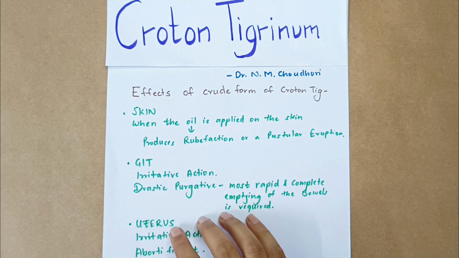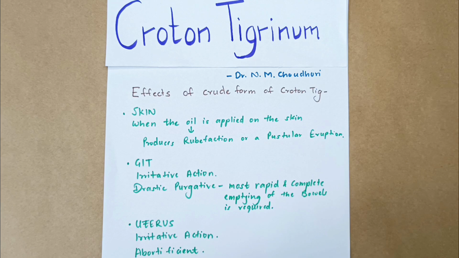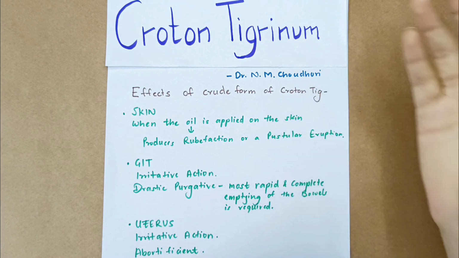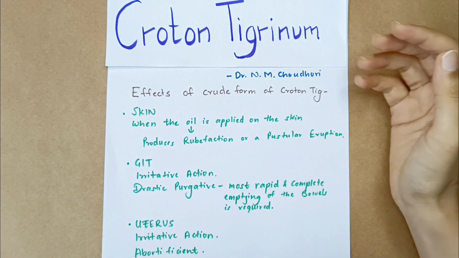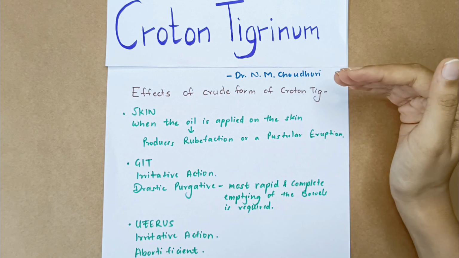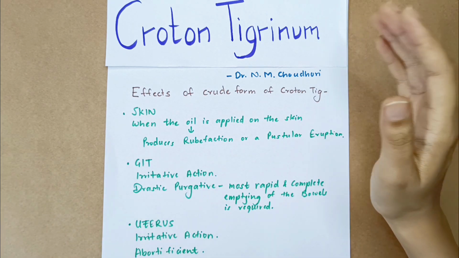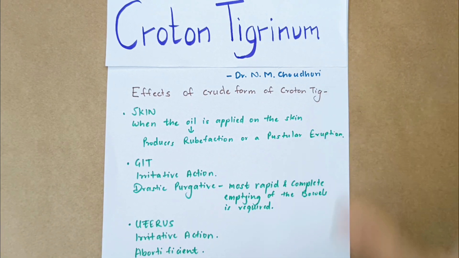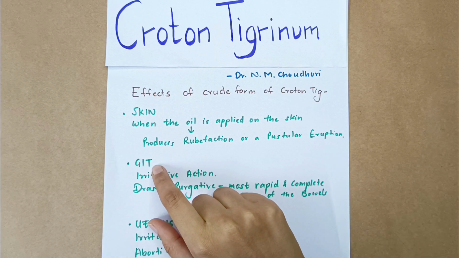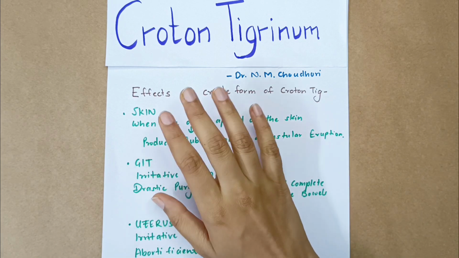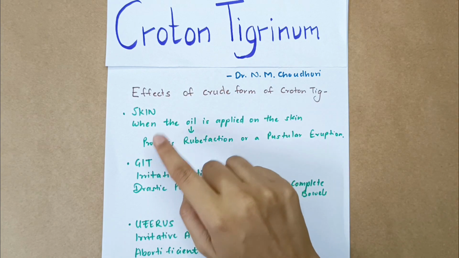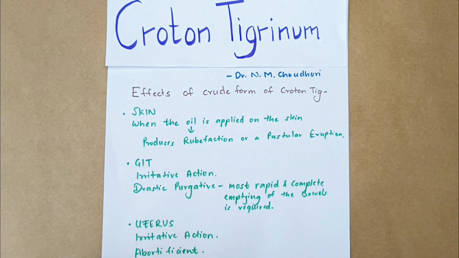And as always we know that during poisoning, the crude effects of any drug produced on different systems in the body are very important, because the particular systems on which the crude form of the drug is acting will be the sphere of action of the homeopathic remedy as well. So while we talk about this remedy, we'll see that it acts on the GIT very importantly, and also acts on the skin and also on the uterus. But Dr. N.M. Choudhuri talks about GIT and skin, and that is what we're going to discuss today.